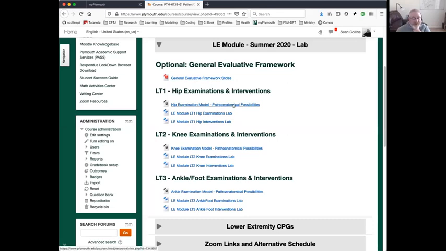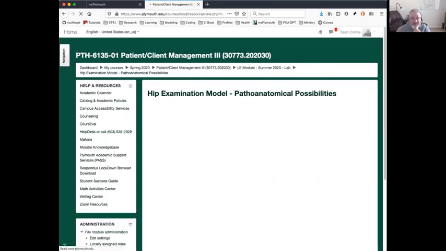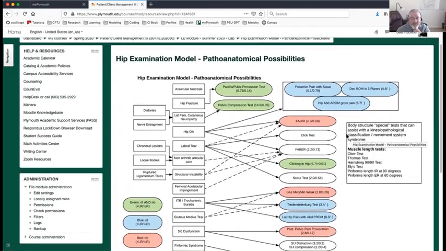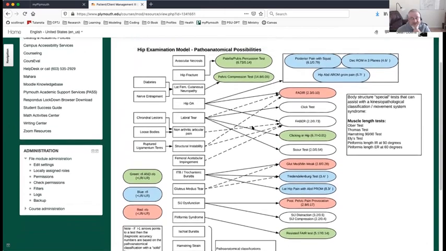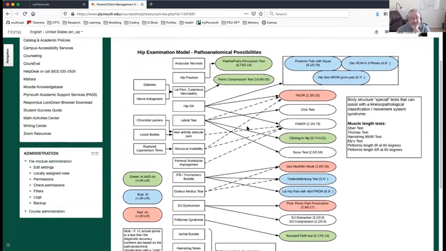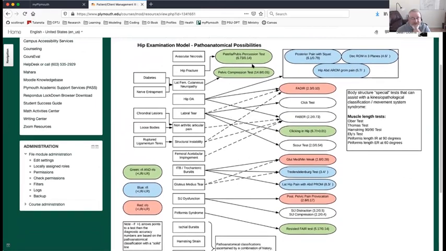The pathoanatomical possibilities. So let me talk you through one of these, for the hip. I tried to be consistent with this, so please let me know if I wasn't, because I can make changes to them. If the test is shaded in green, then it means that it really is good for ruling in and ruling out, based on data I was able to find about the likelihood ratios. So this first number is the positive likelihood ratio / negative likelihood ratio.